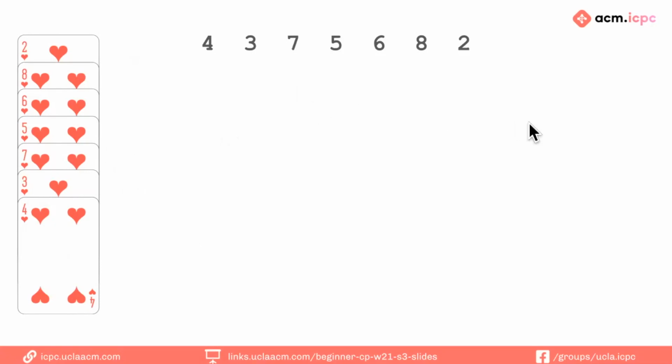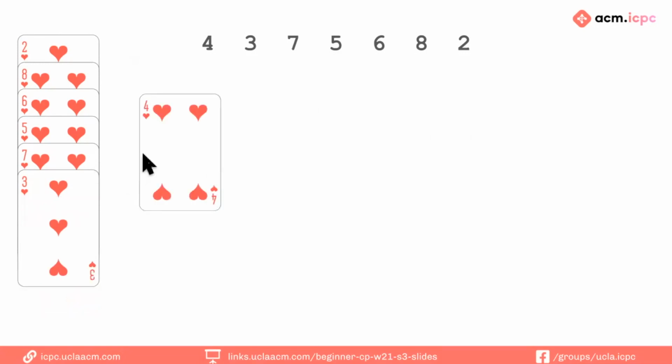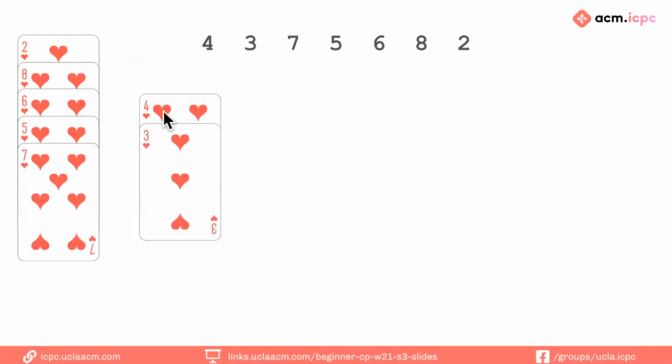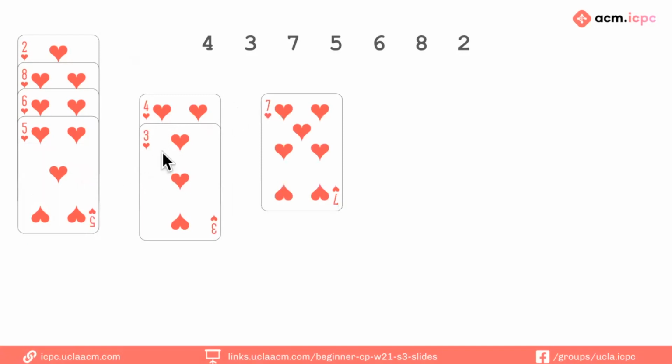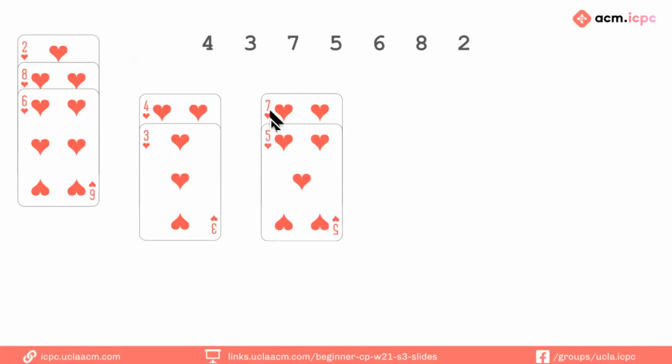This might seem like it's coming out of nowhere, but we'll see how this helps with LAS. So we take the 4 and put it on the first pile, and then we take the 3. The 3 is less than the 4, so we can put it on top of the 4. The 7 is larger than 3, so we create a new pile for the 7. 5 is larger than 3, so you move to the right. 5 is smaller than 7, so you put it on top of the 7's pile. This is how we're creating our piles. I hope that makes sense.